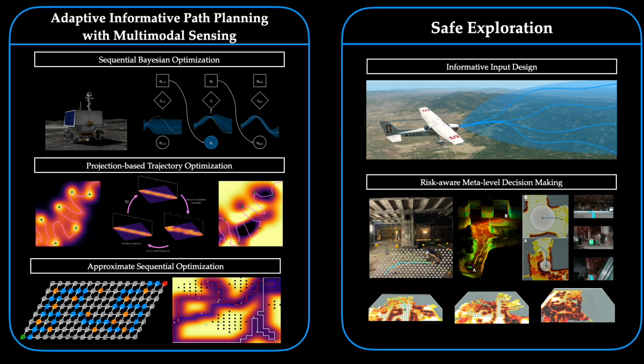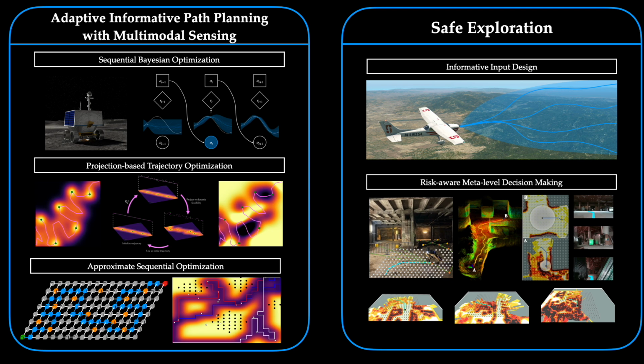And now zooming out back to the thesis as a whole here, we were focused on autonomous exploration of these unknown environments. And we came at that from two different themes with adaptive informative path planning. And we looked at our approach through sequential Bayesian optimization as well as our approximate approach there as well. And then on the area of safe exploration with this informative input design work.